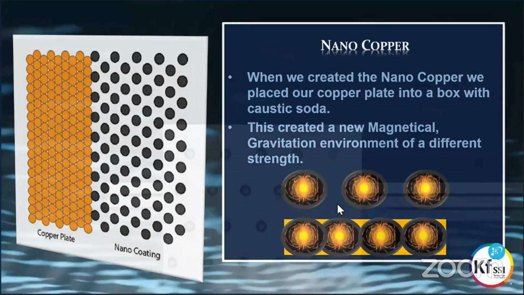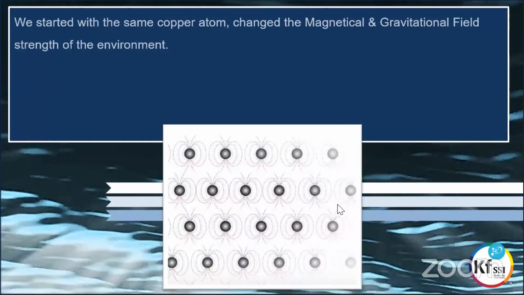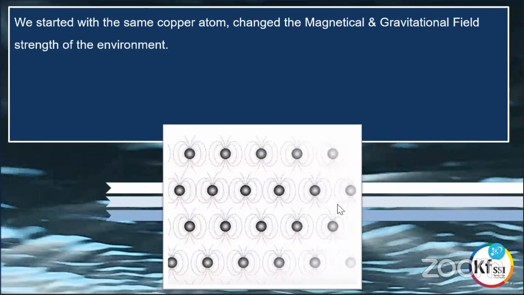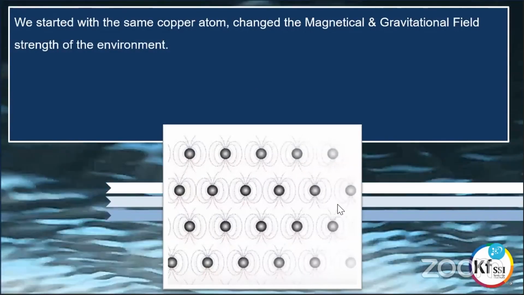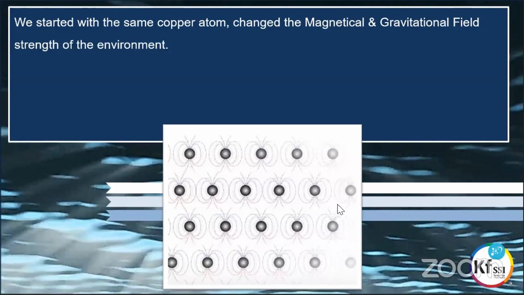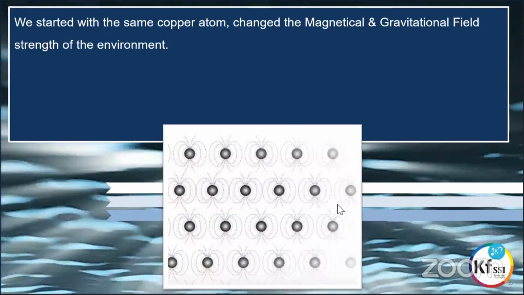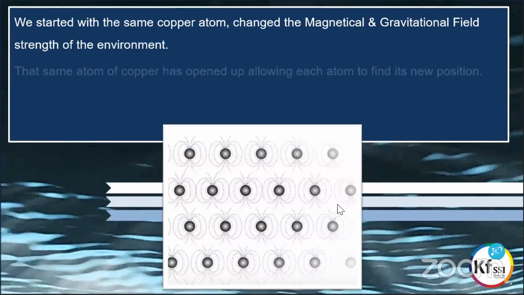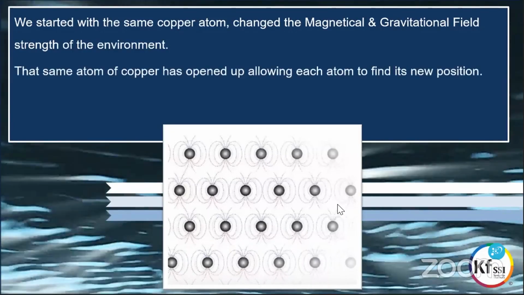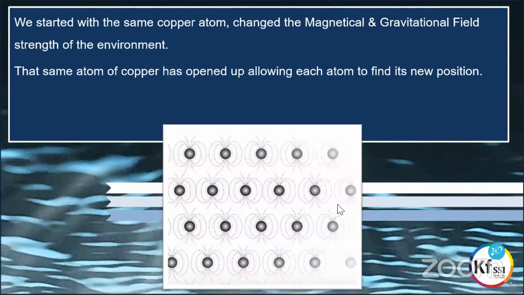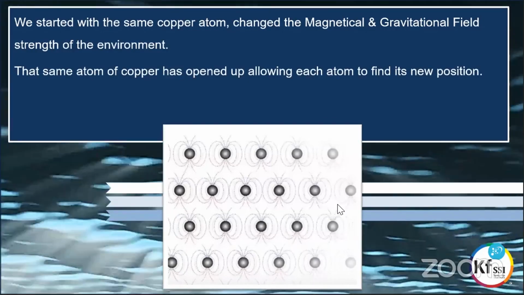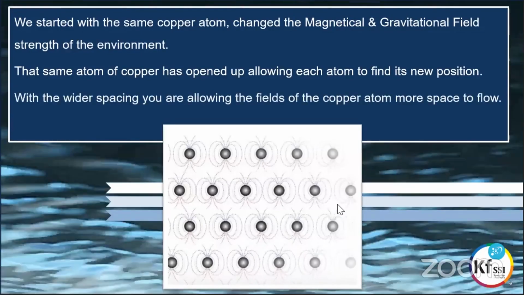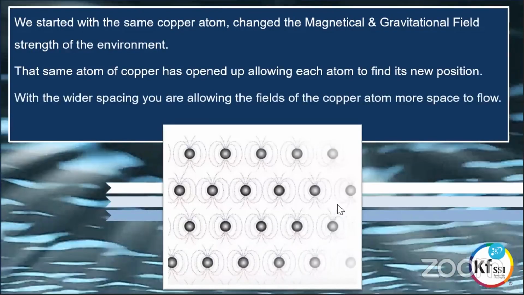So we've got the same copper atom, but we've changed the magnetic gravitational field strength of that environment, and we've created our nanolayering just by changing the environment in which we operate. So it's the same atom of copper, but it's just opened up, allowing each atom to find its new position. And we have the wider spacing, allowing the fields of the copper atom more space to flow.